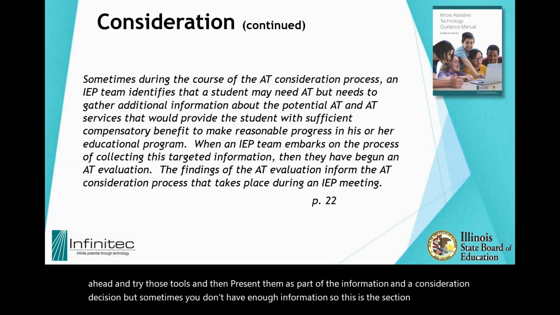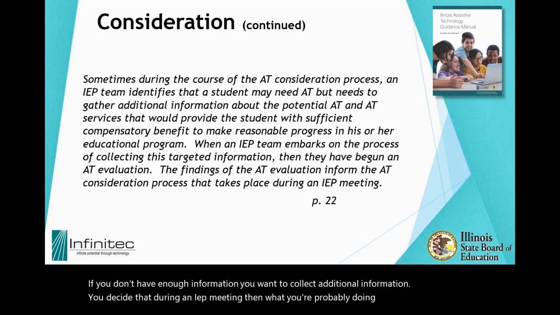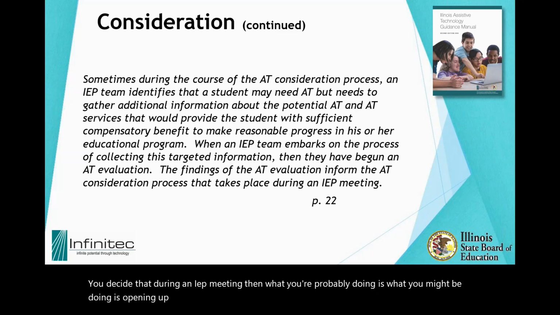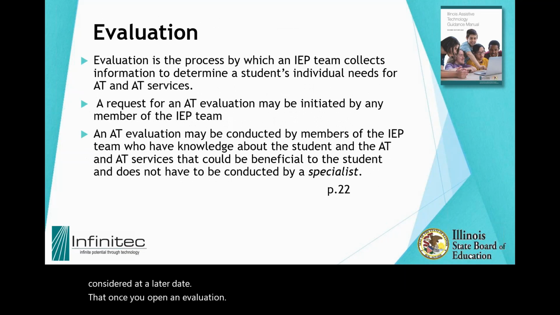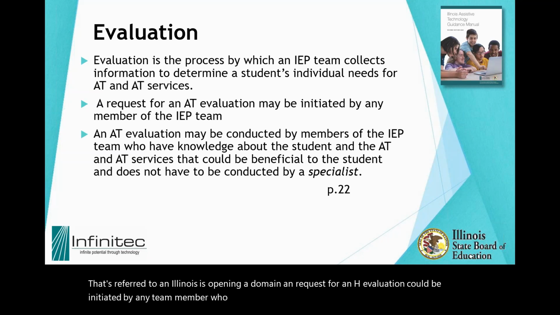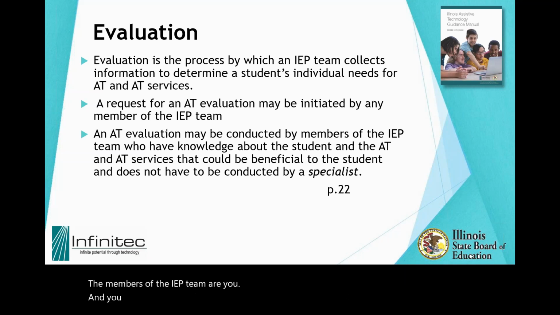So this is the section that says, if you don't have enough information and you want to collect additional information, you decide that during an IEP meeting, what you might be doing is opening up the need for an AT evaluation. And then the AT evaluation would be considered at a later date. Once you open an evaluation, that's referred to in Illinois as opening a domain, and a request for an AT evaluation could be initiated by any team member who believes that there isn't enough information to make a decision about AT. The evaluation could be conducted by the members of the IEP team, or you don't have to have a specialist, but you could bring in people who have more information to help you with that.